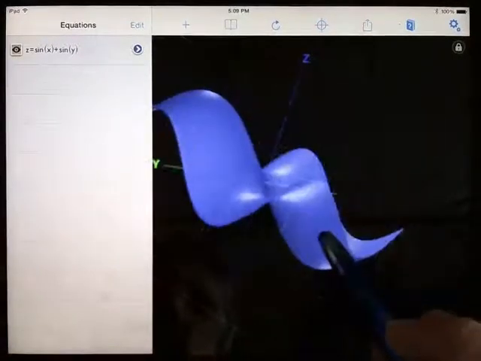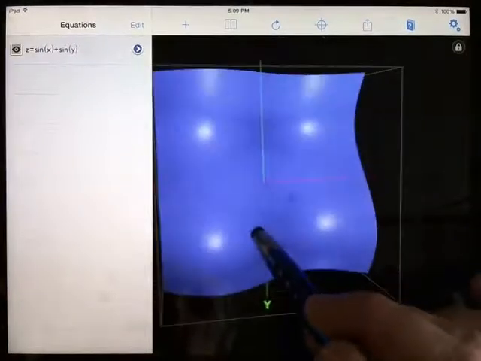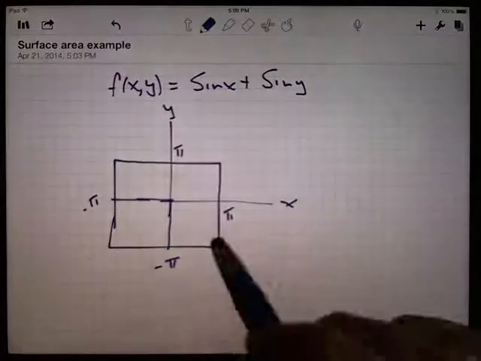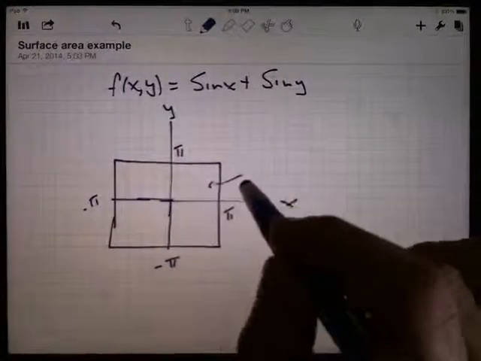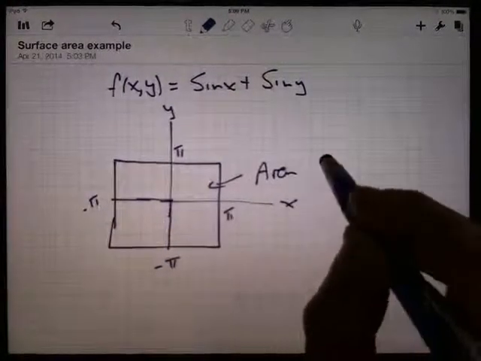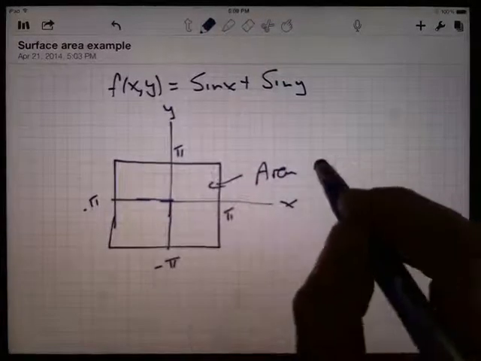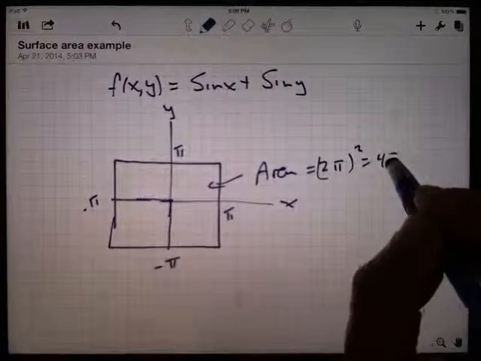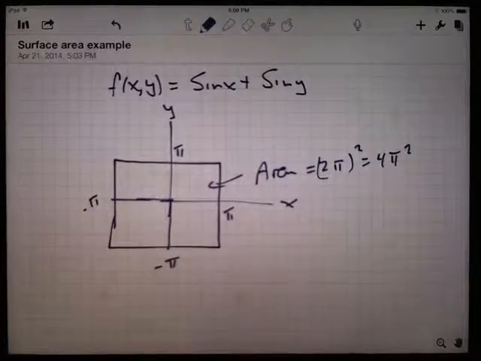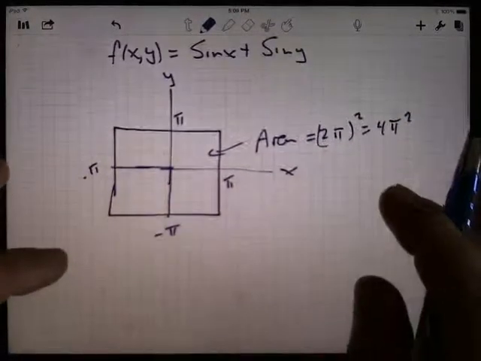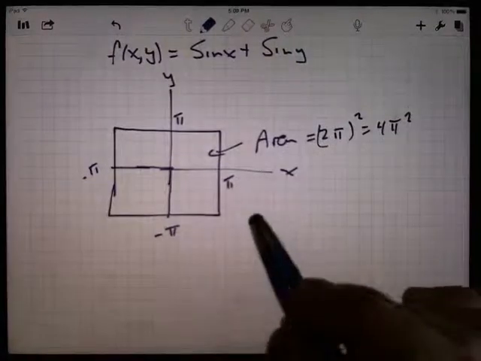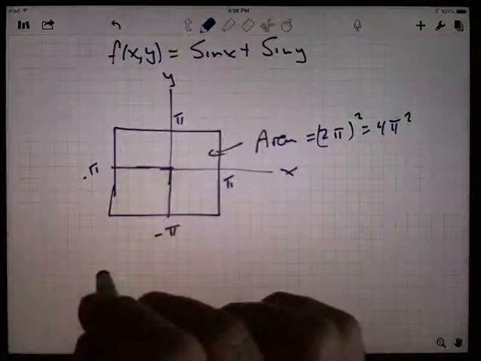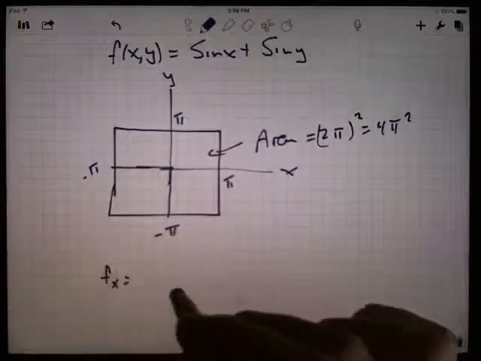You can see that it's got more area than if I just look straight down on it, right? If I come back to here, the area of the region D is just 2 pi squared, so 4 pi squared, whatever that is. But let's see what we get when we do the surface area of not just the region, but of the whole surface. So I'm going to need to know the partial of f with respect to x.